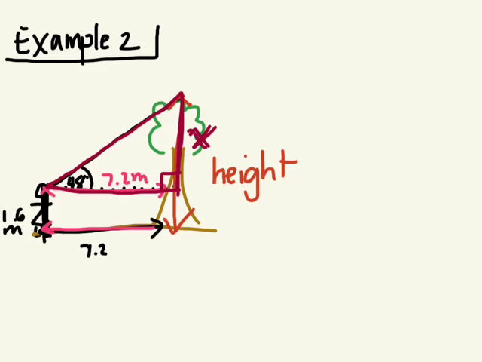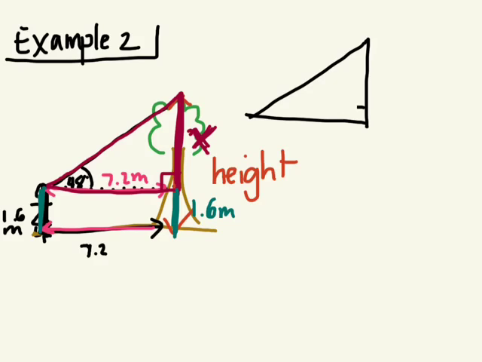Is that the total height of the tree? No. What part's missing? The bottom part. Do you actually know that distance? Yeah, what is it? 1.6 meters. So if you find x, how would you find the height of the tree? Add it to 1.6, okay? So I'll just redraw this triangle over here. I'm just pulling it out so you can look at it easier. This is 7.2. This is 48 degrees, and we want to find x.